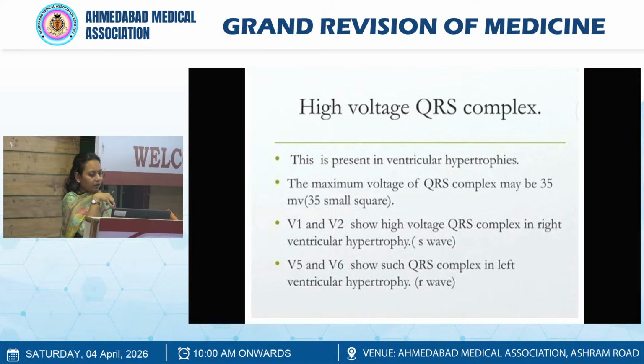If a high voltage QRS complex is seen in leads V1 and V2, then it will suggest right ventricular hypertrophy, that is 35. If the QRS is more than 35 small squares, that is 7 large boxes, then it will suggest right ventricular hypertrophy. And if similarly such waves are seen in V5, V6, then it is left ventricular hypertrophy.